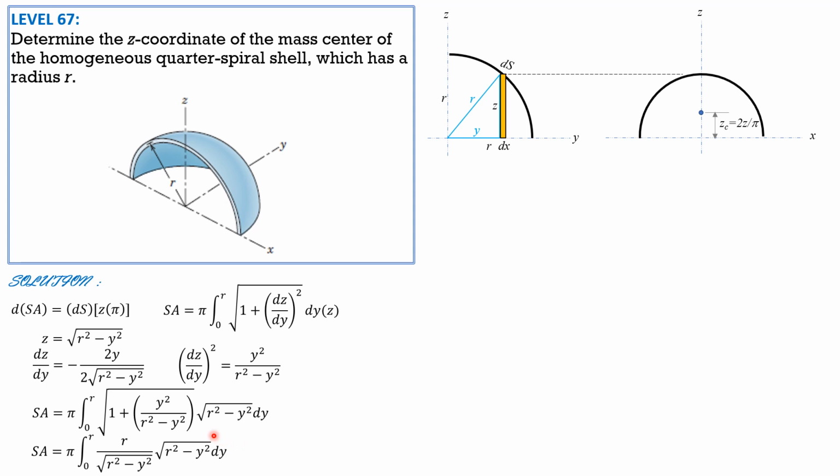So we can cancel this, and what remains is pi r, which is constant. Integral of dy is y from 0 to r. So surface area is pi r times y from 0 to r. So r minus 0 is r, so pi r times r, surface area is pi r square.